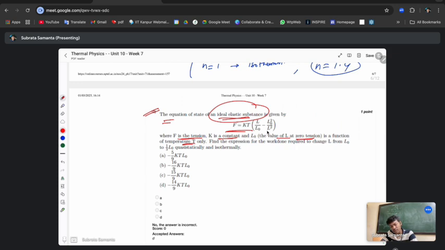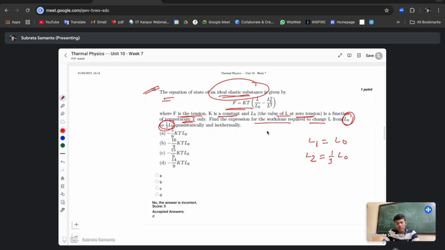Find the expression of the work done required to change L from L0 to 1/3 L0. So if we change the length from L0 to 1/3 L0, your initial length is L naught and the final length is 1/3 L naught. Similarly, for gaseous systems, you change the volume V1 to V2. For this elastic substance, you are just changing the length L1 to L2, and I have to calculate the work done.